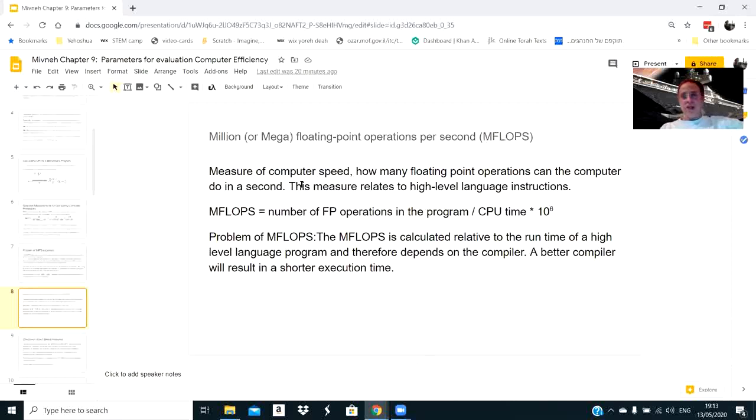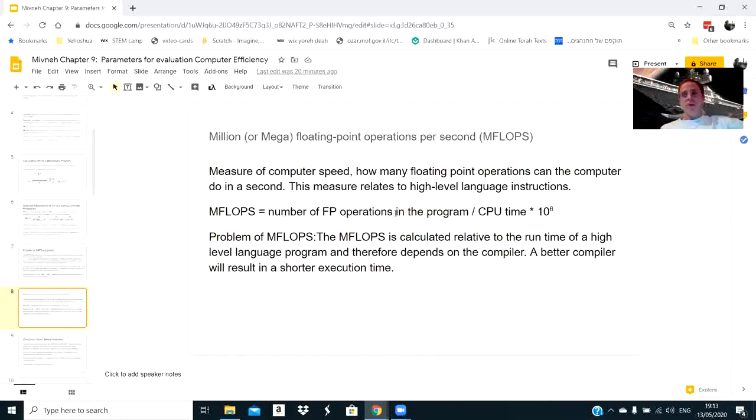This measure relates to high-level language instructions. It's the number of floating point operations. In other words, what does it mean to relate to a high-level language? Now, I'm not going to talk about assembly instructions or a program written in assembly. I'm talking about a program written in C++, and we'll see why.